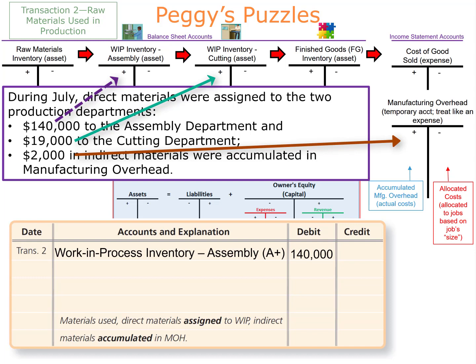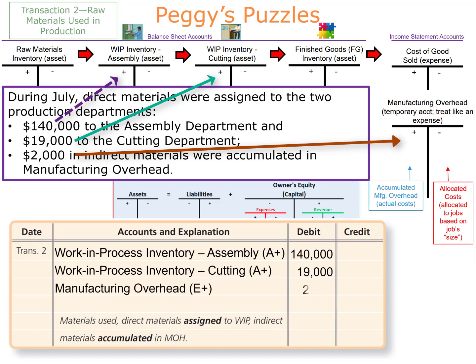I won't be posting to the T accounts except for manufacturing overhead. Then, the work in process inventory account for the cutting department increases by $19,000 as $19,000 of boxes are transferred out of raw materials inventory into the cutting department. For indirect materials, they will increase manufacturing overhead. By definition, indirect materials cannot be traced to one department or the other, so they increase manufacturing overhead temporarily. Later, they will be allocated to the individual departments using the same process we use to allocate overhead to different jobs in job order costing.